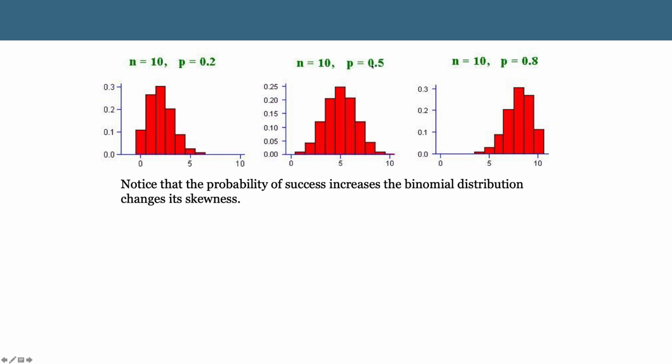If p is 0.5, then it's nice and symmetric in the middle, which makes sense. It's half and half. And if p is large, 0.8, then it clumps around in the high end and it tapers off and it's skew left. So if you know what p is, you can kind of guess if this thing's going to be skewed one way or the other, possibly.